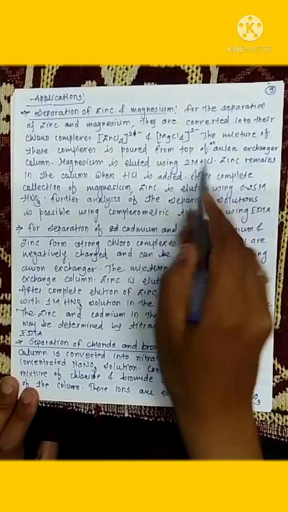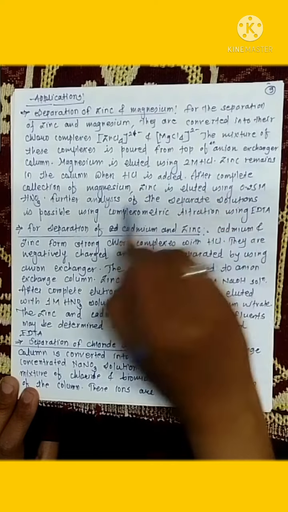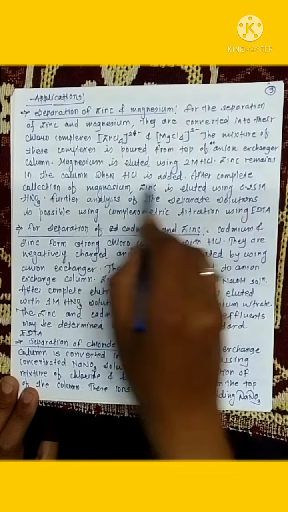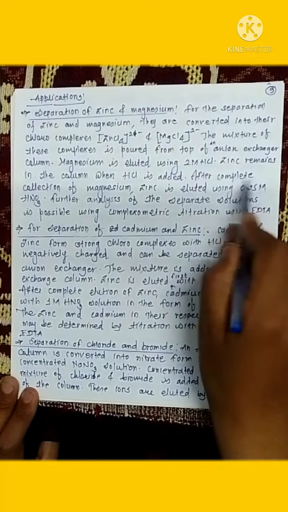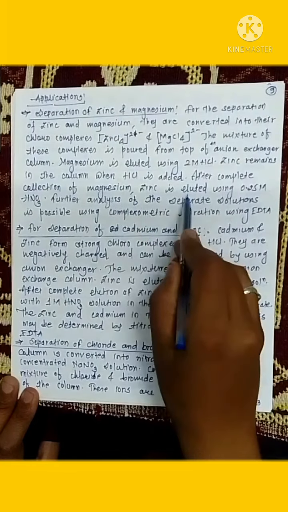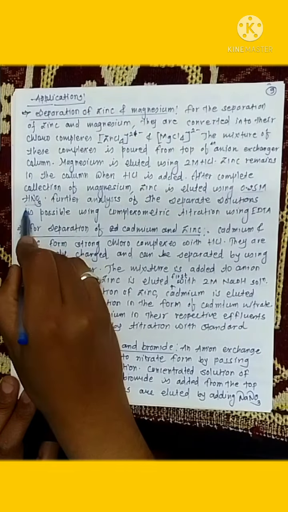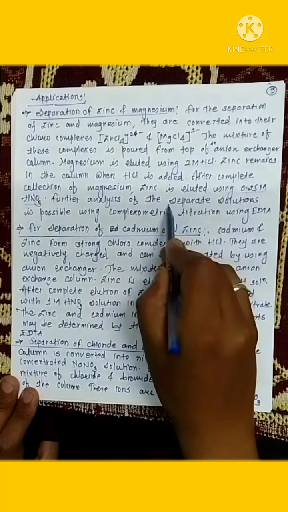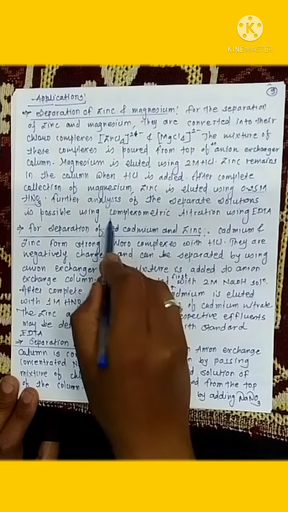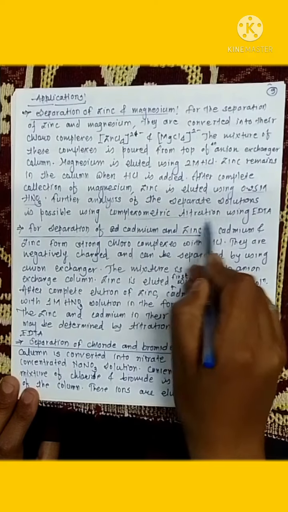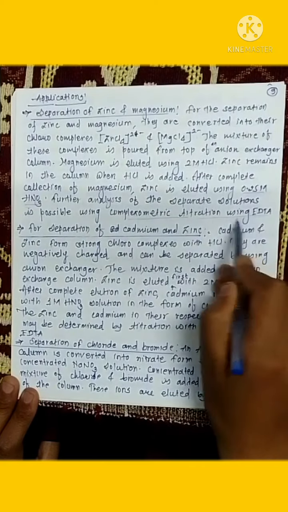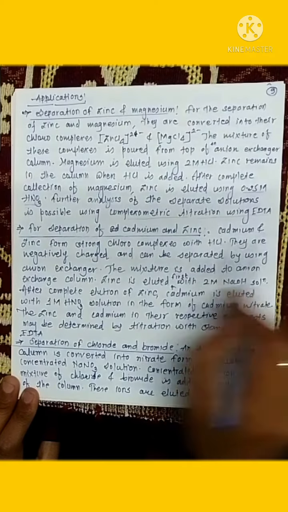Magnesium is eluted using 2 molar HCl. Zinc remains in the column when HCl is added. After complete collection of magnesium, zinc is eluted using 0.2 molar HNO3 solution. Further analysis of the separated solution is possible using complexometric titration with the help of EDTA.